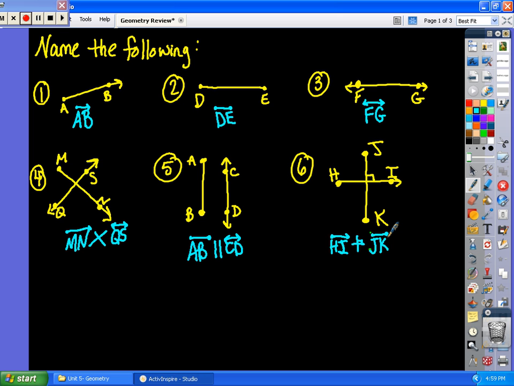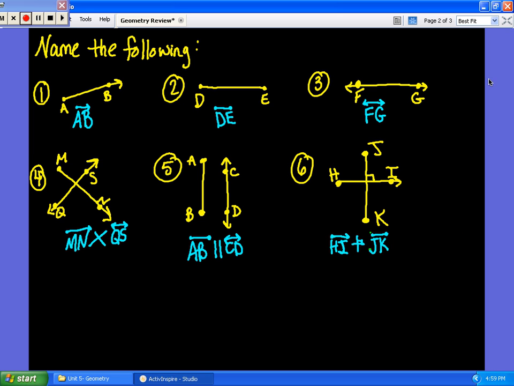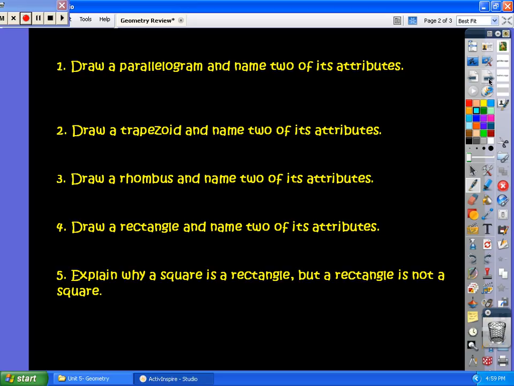Let's take a look now at quadrilaterals. Okay, so this is asking us to draw a parallelogram and name 2 of its attributes. Okay, we know a parallelogram looks like this. Sort of a slanted rectangle. I know that's not the best there. But it is a slanted rectangle. Okay, it has 2 pairs of parallel lines, so that would be considered one of its attributes.